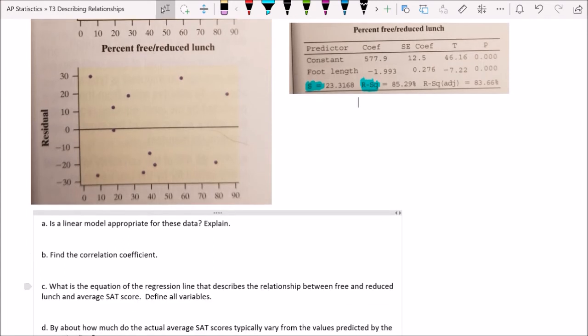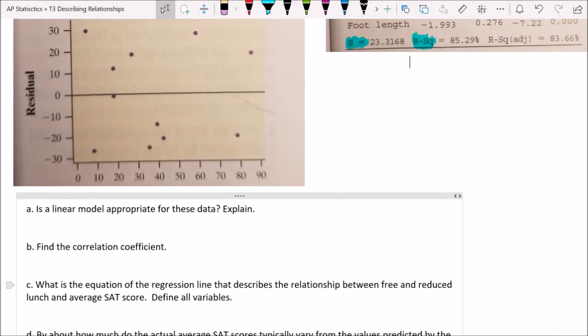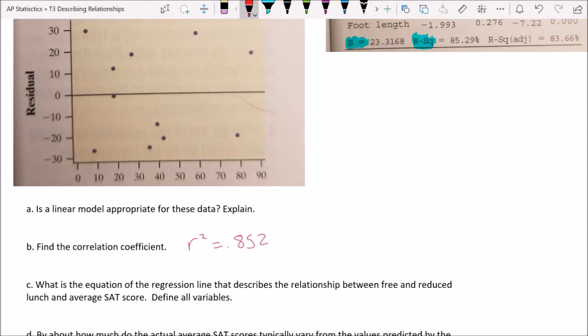Okay. Find the correlation coefficient. Hold up. Correlation coefficient. Which one was that? That's a vocab term. Guys, that's R. So we need to know what R is. We don't know what R is. We know what R squared is. R squared is 0.8529. So we're going to take a square root on both sides.